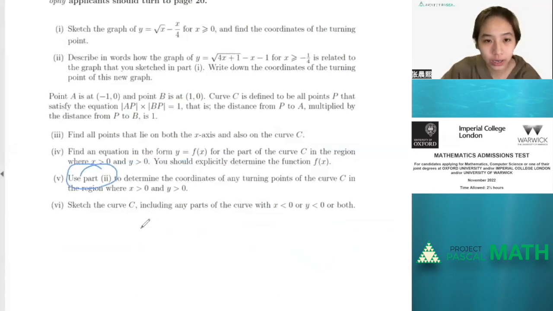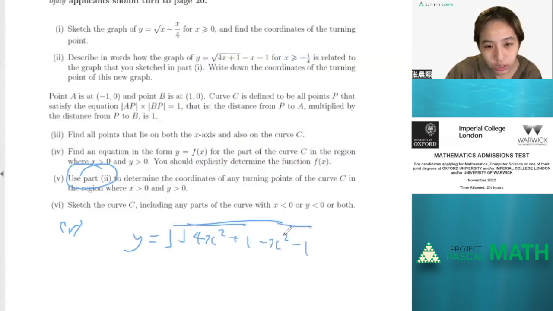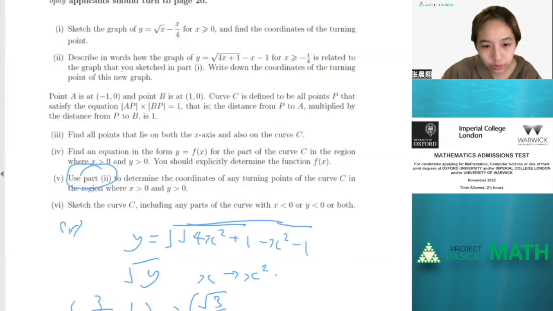Now you use the previous part to determine the coordinates of any turning point of the curve C in the region where x is greater than 0 and y is greater than 0. Okay, the previous solution is like y equals root of 4x squared plus 1, minus x squared minus 1. It's like taking a root of x, but then replacing the x with x squared. So you reverse engineer the previous solution, which was 3 over 4 and 1 over 4. This gives you root 3 over 2 and 1 over 2.